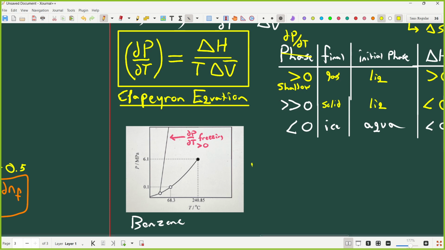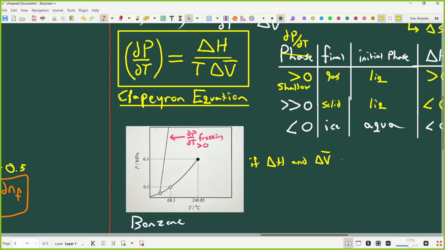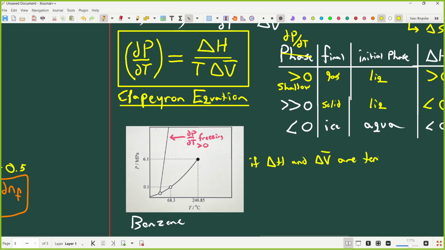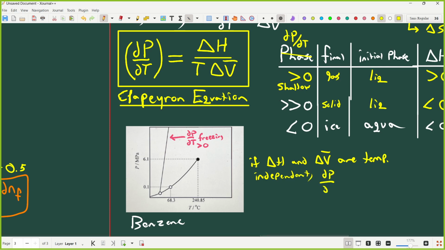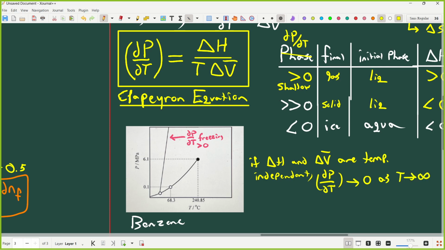Let me just write that here. If delta H and delta V are temperature independent, dP/dT should go to 0 as T goes to infinity. But in fact, we don't see that. We see the line increase instead.